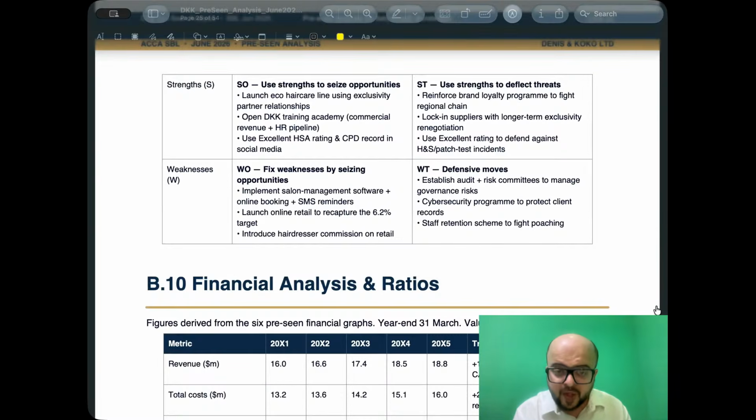Then WT, defensive moves: establish audit plus risk committee to manage governance risk, cybersecurity program to protect client records, and staff retention scheme to fight poaching. So this is the most vulnerable area in the strategy matrix. What are some of the moves that you can implement in order to protect your entity, right? You would establish audit plus risk committee, cybersecurity programs for client data, specifically in the online mode. So all of these are ideas that you would think of and implement.